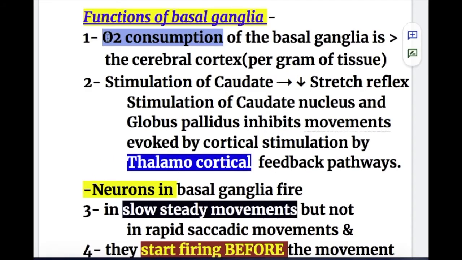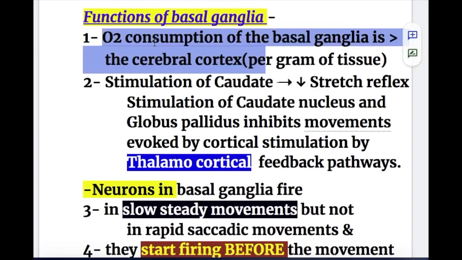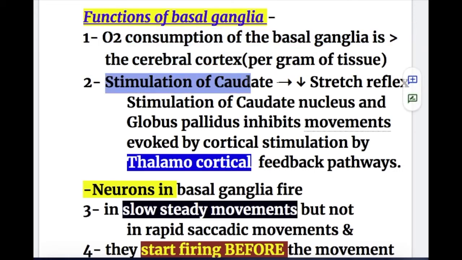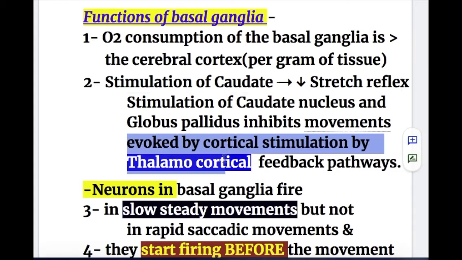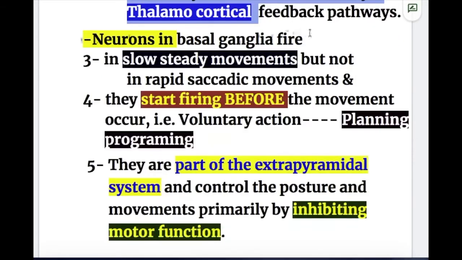The basal ganglia are metabolically very active. Their oxygen consumption per gram of tissue is more than the cerebral cortex. Number 2, stimulation of the caudate nucleus decreases the stretch reflex. Stimulation of caudate nucleus and globus pallidus inhibits the movements evoked by cortical stimulation by Thalamo cortical feedback pathways. Number 3, neurons in the basal ganglia fire in slow steady movements but not in rapid saccadic movement. And number 4, they start firing before the movement starts.